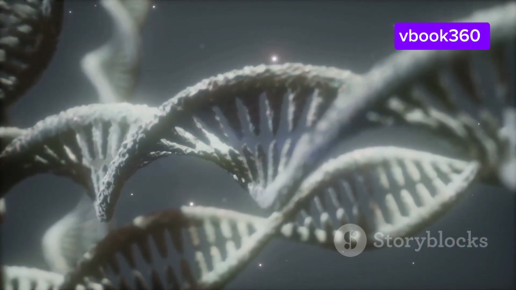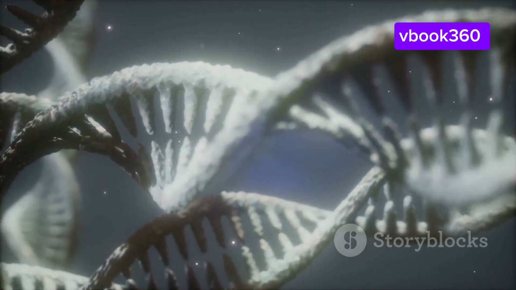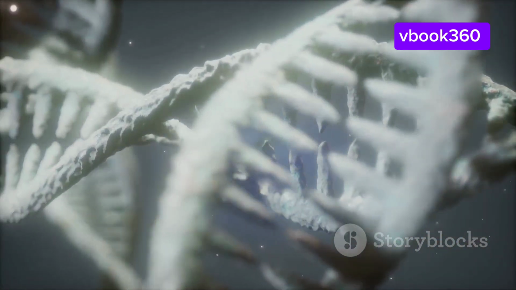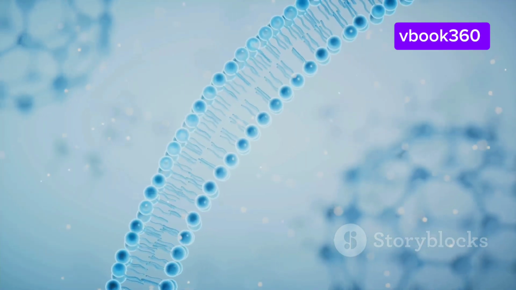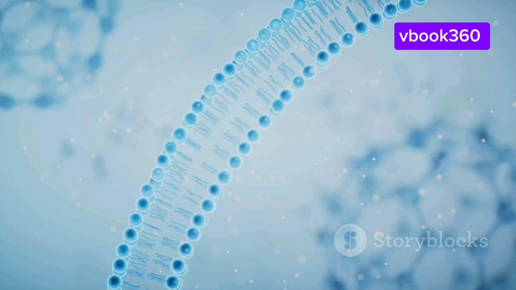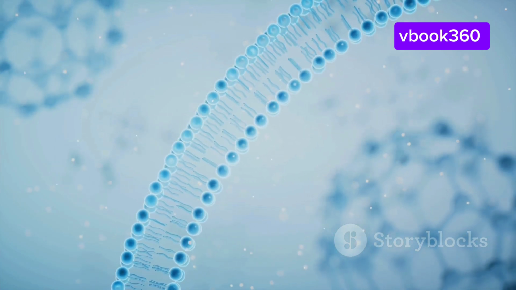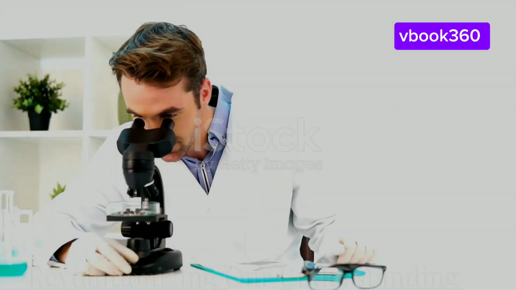DNA polymerase, an essential enzyme involved in DNA replication, ensures the accurate duplication of the cell's genetic material. This molecular machine moves along a DNA strand, reading the sequence of nucleotides and incorporating complementary nucleotides into a newly synthesized DNA strand.